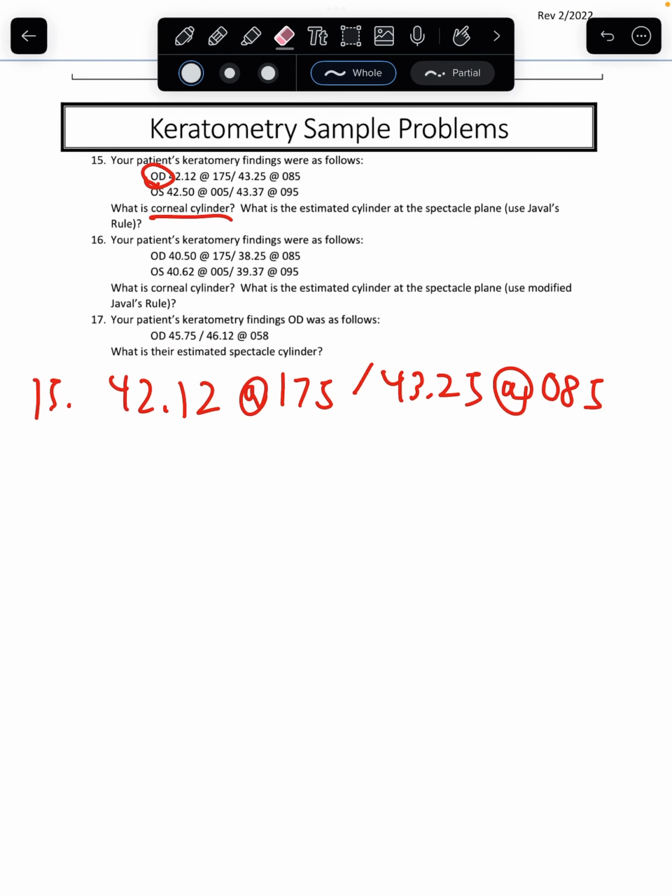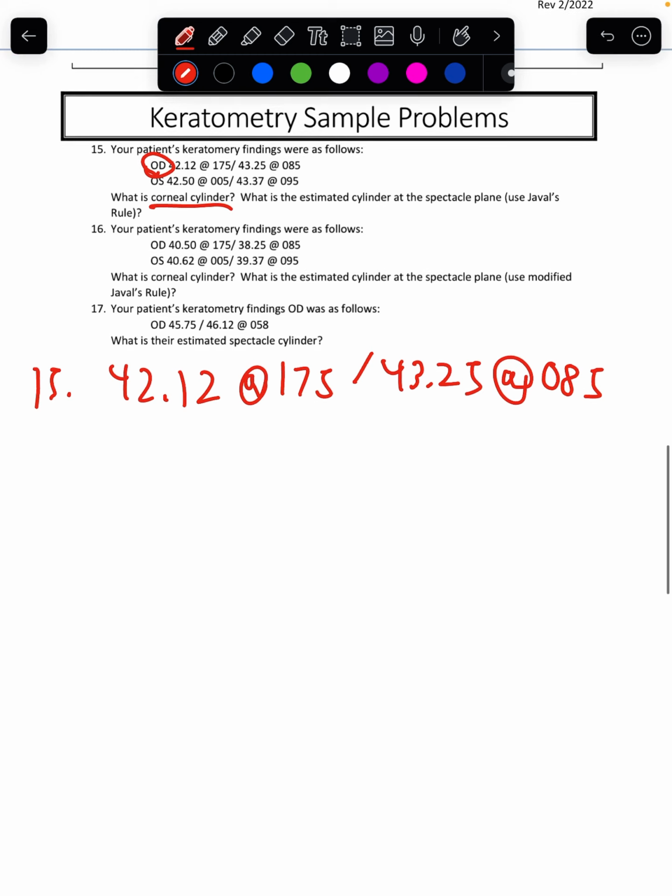Okay, so for keratometry problems, there's a few things you need to keep in mind. So we're doing number 15, and we're just doing the right eye for now. So I wrote it out. It's 42.12 at 175, 43.25 at 85. So the first thing we need to do is figure out which axis we're using.